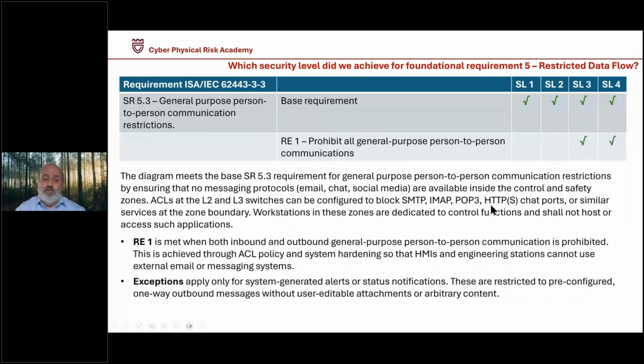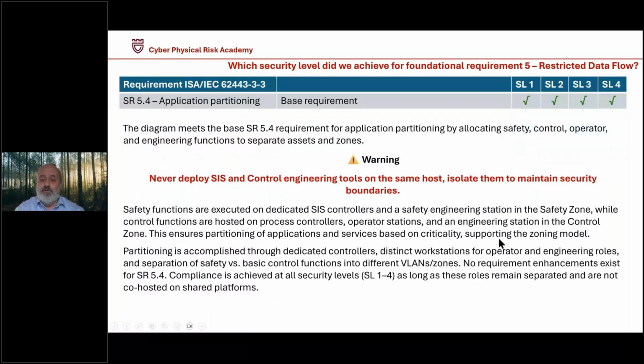So we do have 5.3, general purpose person-to-person communication. We don't use that much in our environment, so all these tools are generally stopped, all these function services blocked. But there are some exceptions sometimes by some vendors with particular built-in messages, and they're seen as exceptions and allowed. But at 5.3, but then also at 5.4, we do fully meet security level 4.